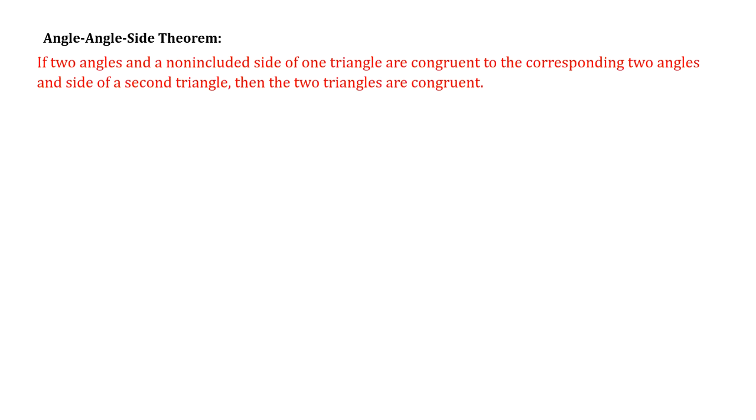So if two angles and a non-included side, it doesn't have to be the next one, it's just one of the non-included sides, of one triangle are congruent to two corresponding angles and the corresponding side of a second triangle, then we can say those two triangles are congruent. So angle angle side works similarly to angle side angle. It's just the order is a little bit different, and the order does matter.